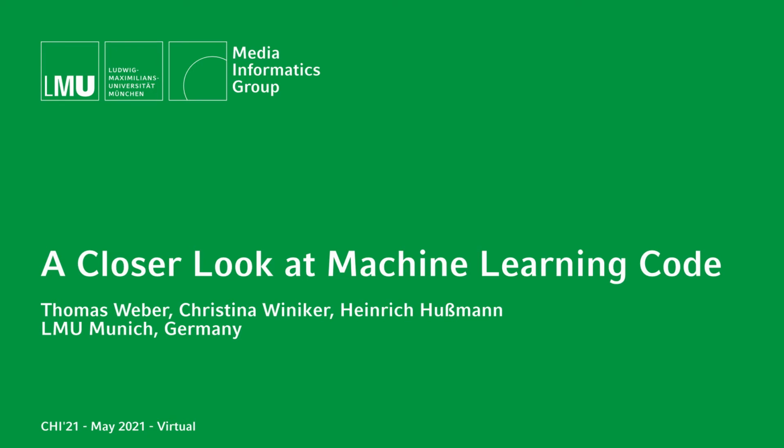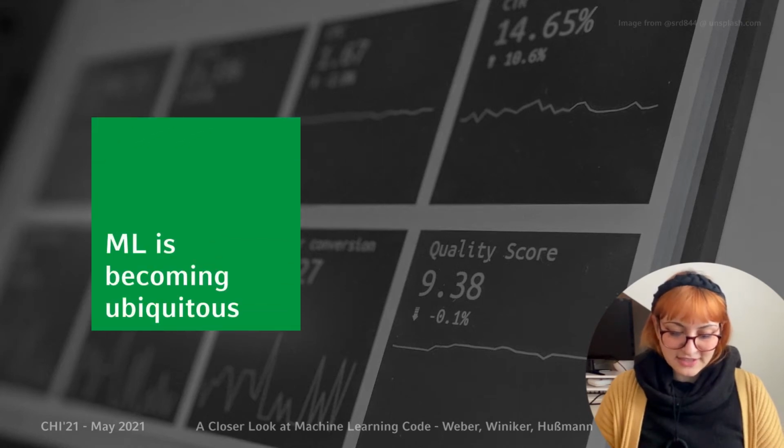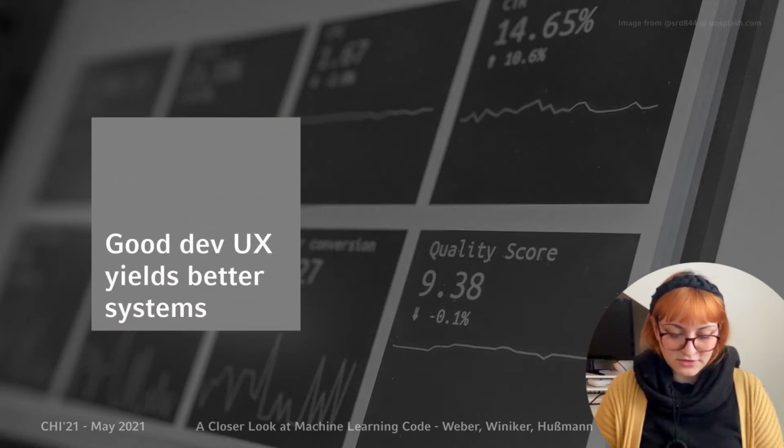What is a software developer looking for when reading machine learning code? And is it different than for regular, non-machine learning code? Machine learning is becoming ever more ubiquitous, and ensuring that these systems work certainly is a good idea. And the developer seems to be a good starting point for quality control.